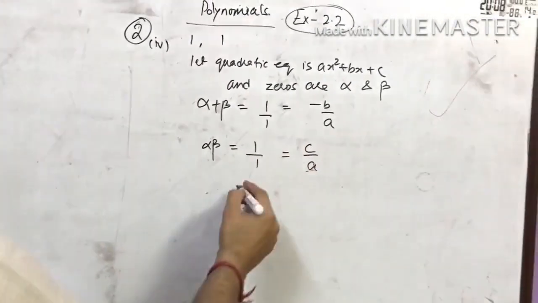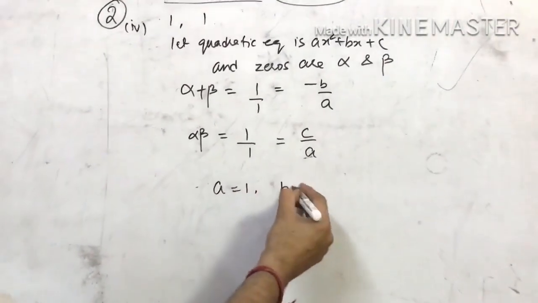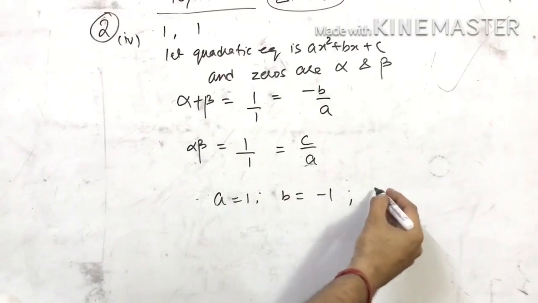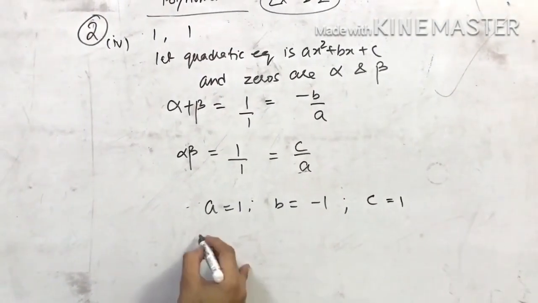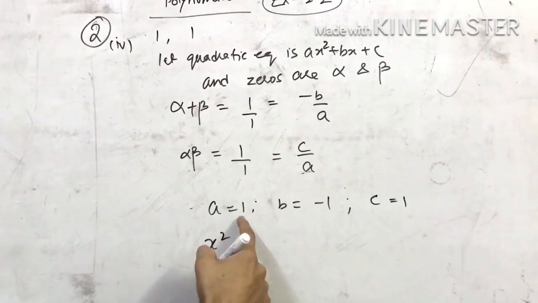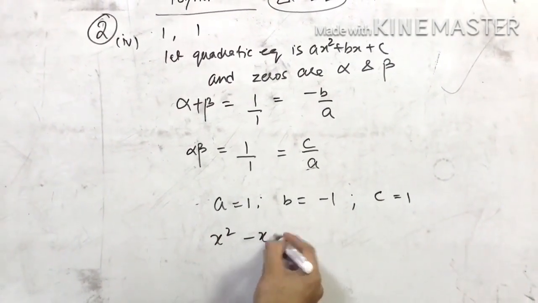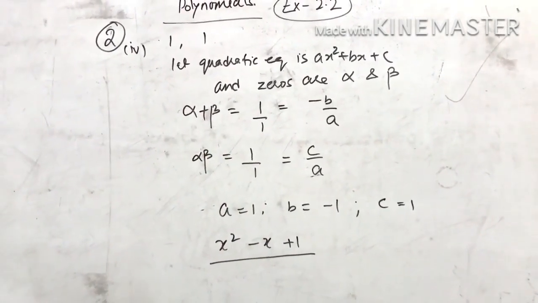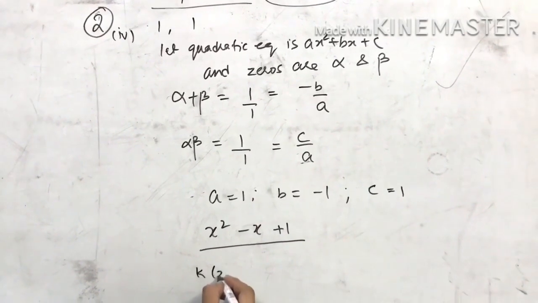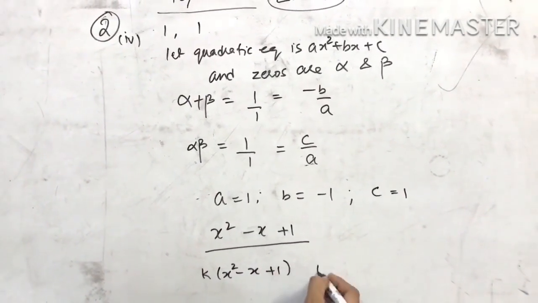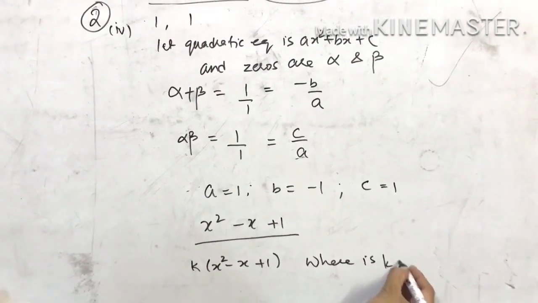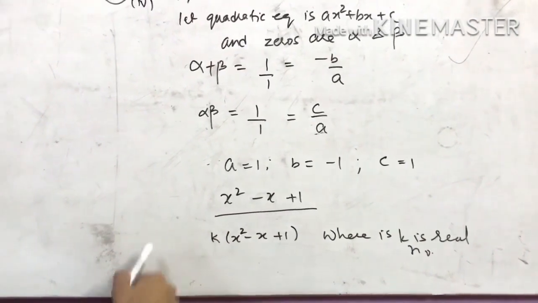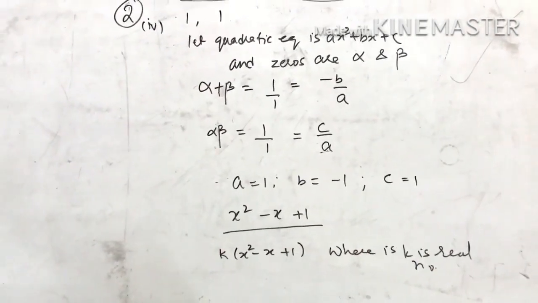Now a is the same in both the cases, so the value of a will be 1, the value of b, because minus b is equal to 1, so b will be minus 1, and c is plus 1. So one of the equations is x square, 1 no need to write down, minus x, and c is 1. So this is one of the equations which is satisfying the given condition, and other equations are k times x square minus x plus 1, where k is a real number, because there are a lot of other equations which are also satisfying these two conditions.